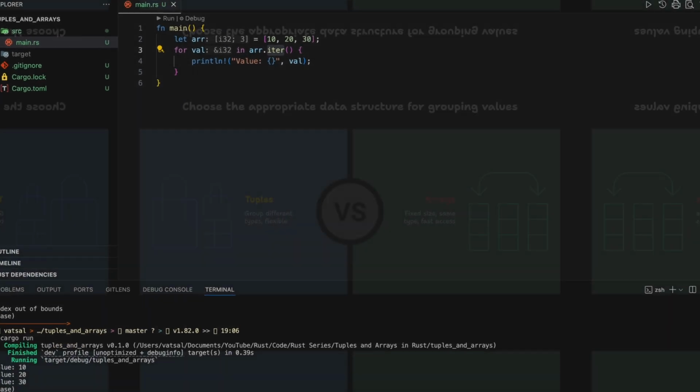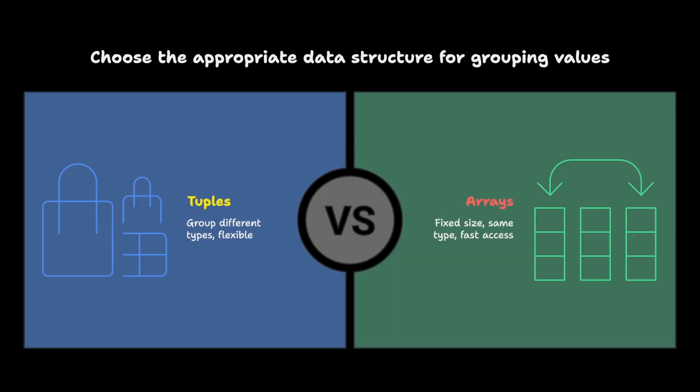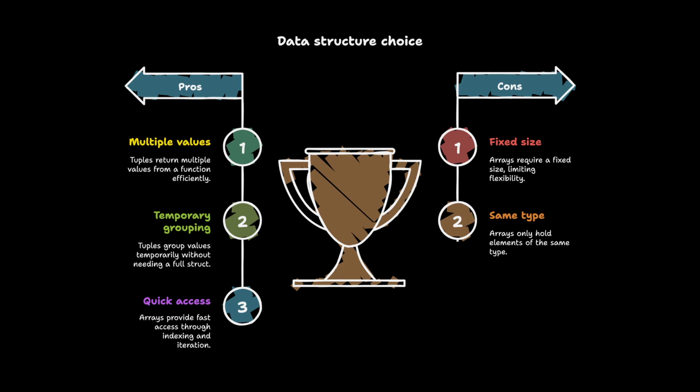Alright, to wrap this up, use tuples when you want to group values of different types. They're great for returning multiple values from a function or temporarily grouping things without creating a full struct. Use arrays when you need a fixed-size list of the same type and want quick access with indexing or iteration.